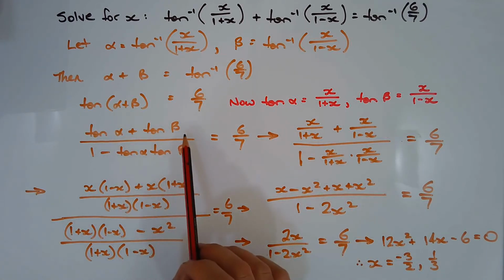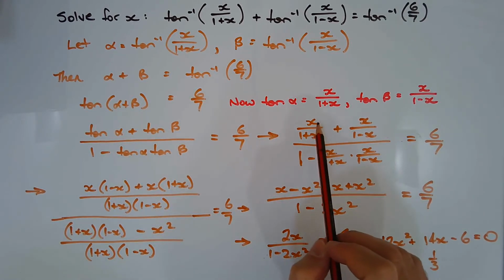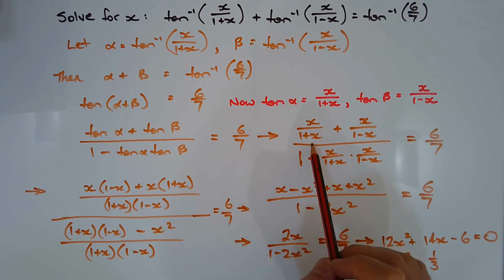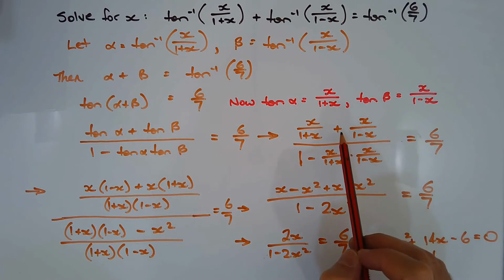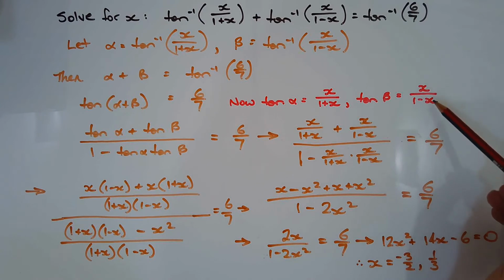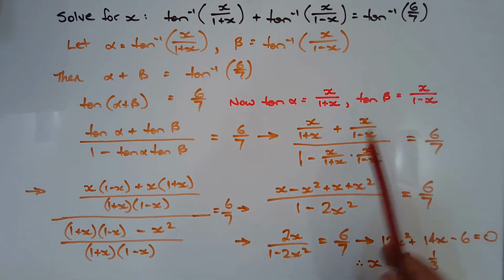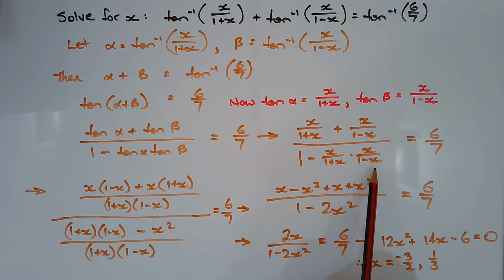Now, tan of alpha and tan of beta, we can substitute out. In place of tan alpha, we can substitute in x over 1 plus x. So that tan of alpha disappears, and we put x over 1 plus x in its place. And then tan of beta, we can substitute that out, and in its place, we substitute in x over 1 minus x. And likewise for the denominator, that's over 1 minus tan alpha tan beta. So instead of writing tan alpha tan beta, we can write that in terms of x. So that's x over 1 plus x times x over 1 minus x. And that's again all equal to 6 over 7.